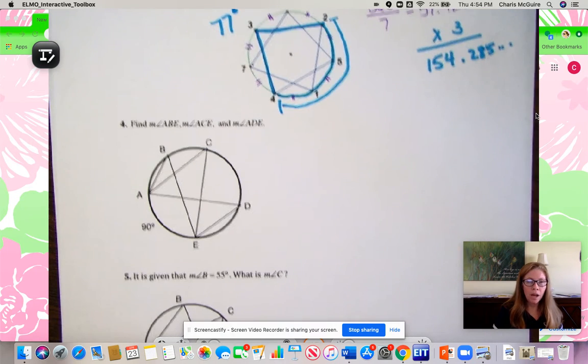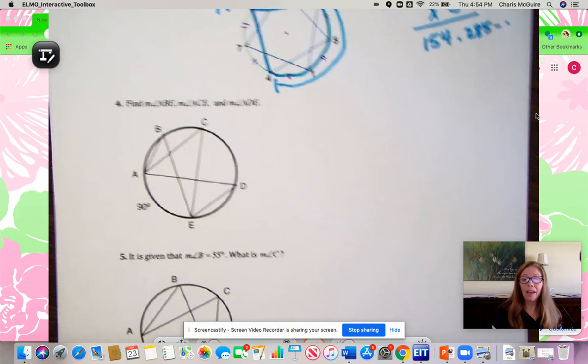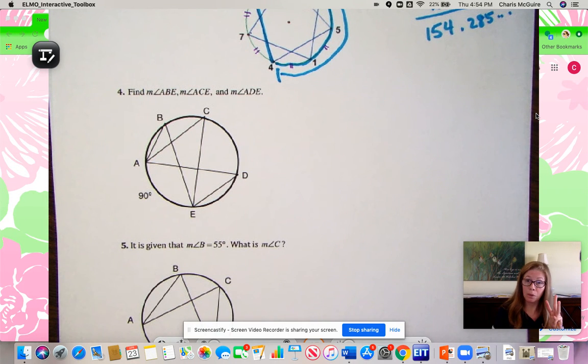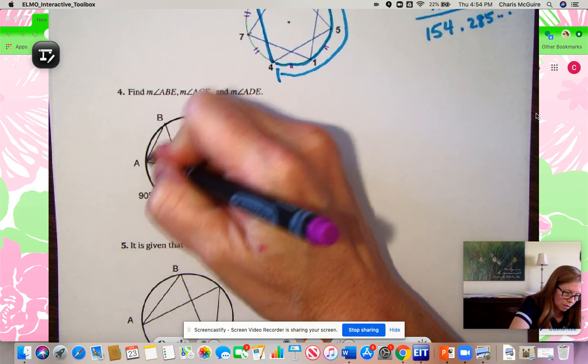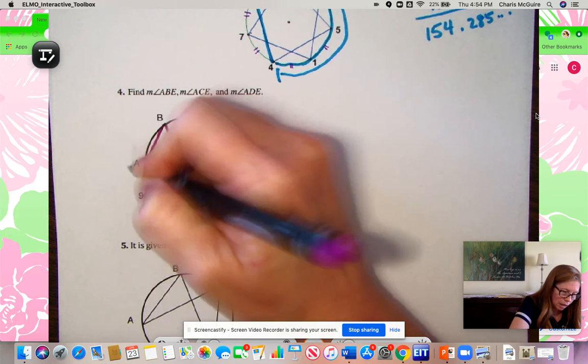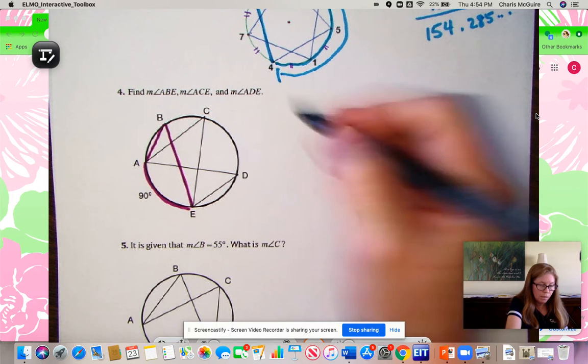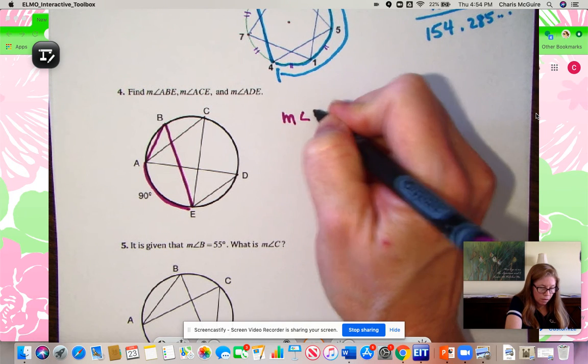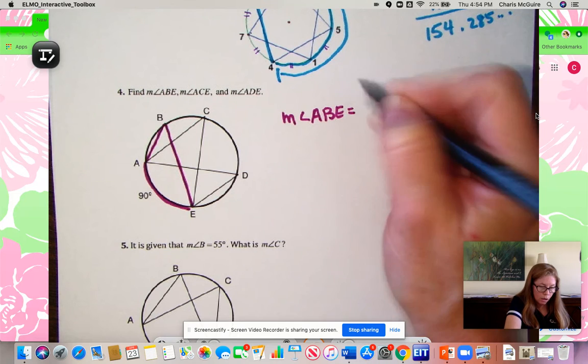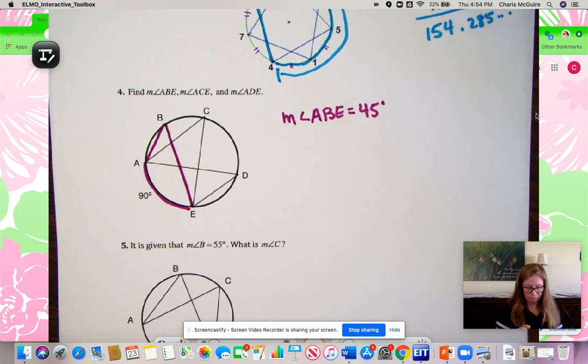All right, look at number 4. I'm going to let you read it and come up with the answers for the three angles that they're asking for. So go ahead and read that. All right, so let's take a look at this one. We are looking first and foremost for angle ABE. Here's A, B, E, and it intercepts this arc. So the arc is 90. So the measure of angle ABE is going to be half of that, which is 45 degrees.